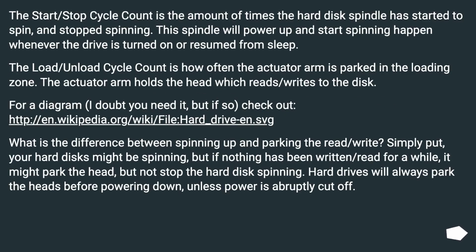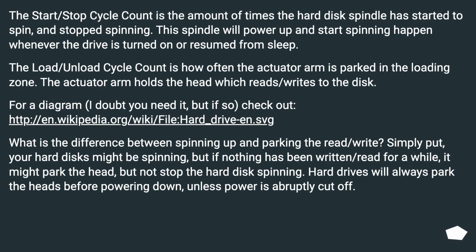The start/stop cycle count is the number of times the hard disk spindle has started to spin and stopped spinning. The spindle will power up and start spinning whenever the drive is turned on or resumed from sleep. The load/unload cycle count is how often the actuator arm is parked in the loading zone. The actuator arm holds the head which reads/writes to the disk. For a diagram, I doubt you need it, but if so, check out this URL.